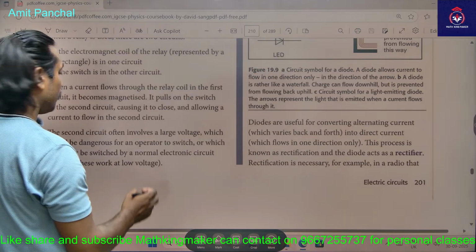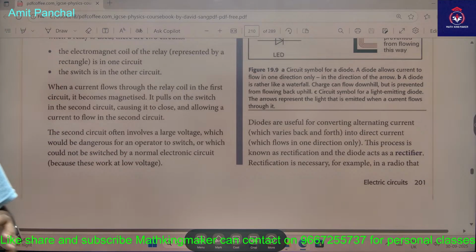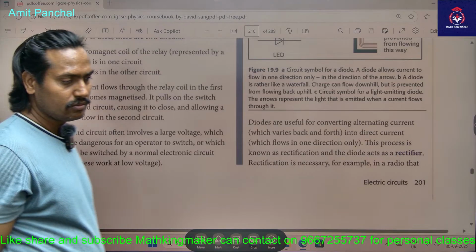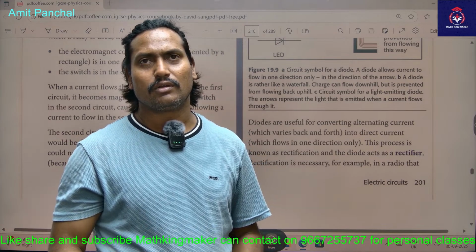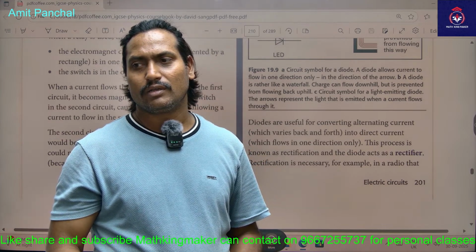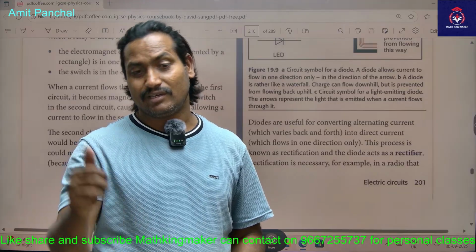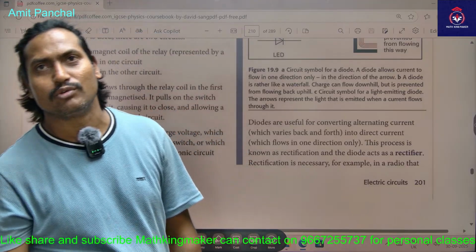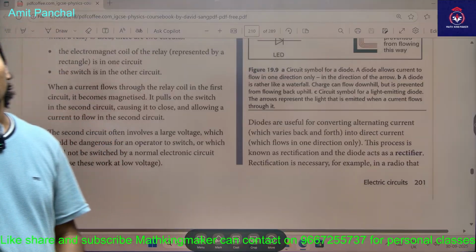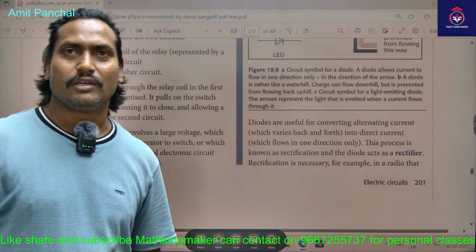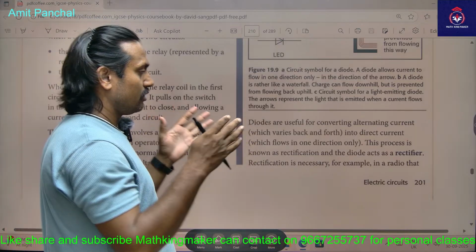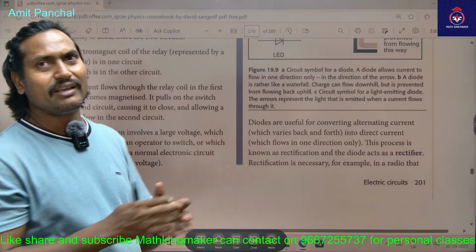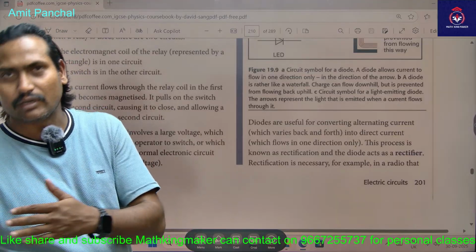If you are operating on a very high voltage, what happens once you switch on the circuit? It turns on, electricity moves around, but it gives a very high spark also. And it is very dangerous to operate. So what we do is connect a relay before that circuit.